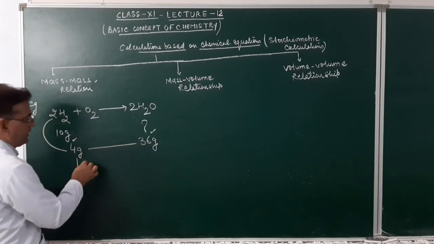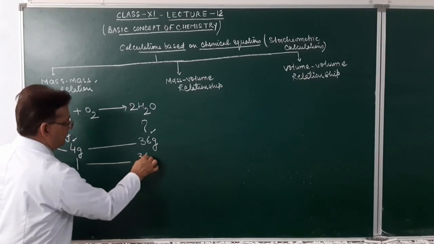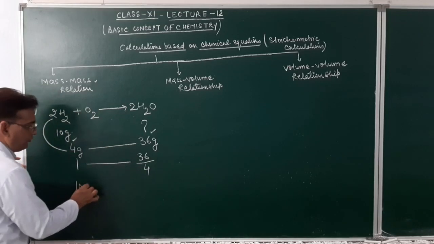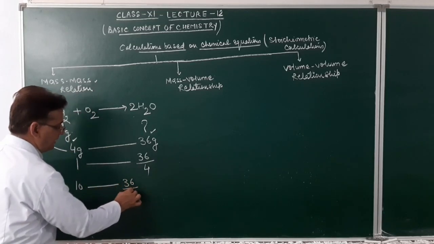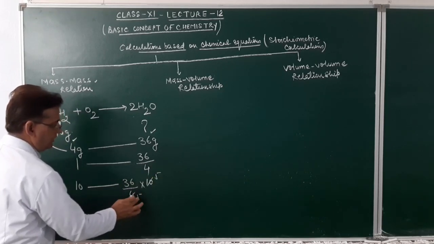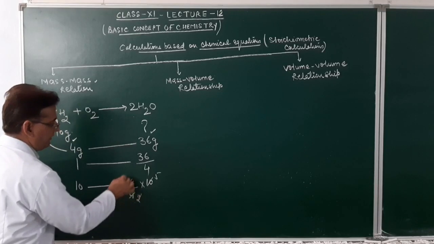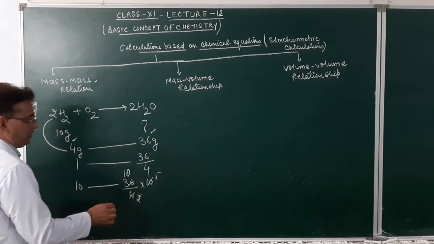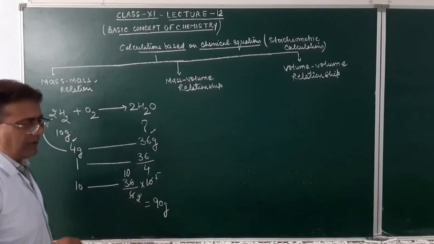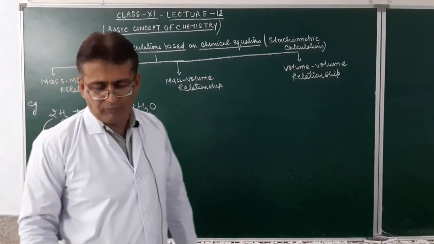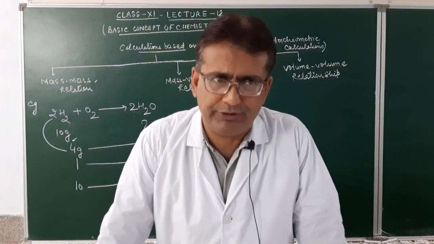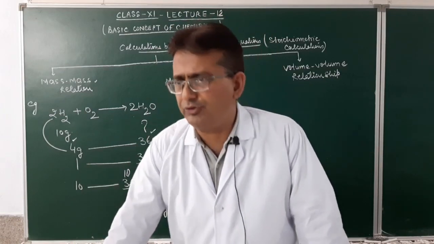Applying the unitary method, if you have 1 gram of it, what mass will be obtained? This will be 36 divided by 4. And if we have 10 gram of it, this will be 36 divided by 4 into 10. So if we cancel it, this will be 5, this will be twice 5, and this will be 18. So the answer in this case will be equal to 90 gram. Am I clear? So from mass of one substance, the mass of another substance is calculated. This is called a mass-mass relationship.